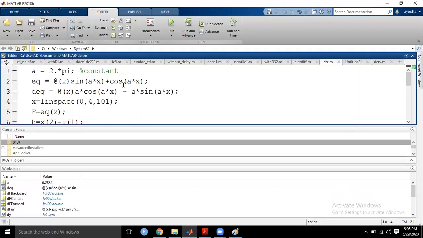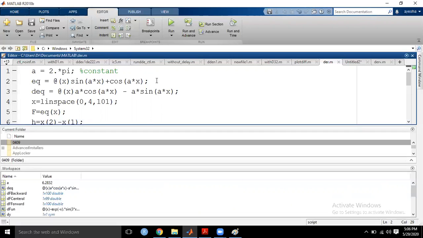For that, we need a function, we need its derivative, and we need the input for x. x is the independent variable and EQ is a function, which is the dependent variable. Let us first define the constant a, which is 2 pi, and then we have a function EQ equal to at the rate of x, sine ax plus cos ax.